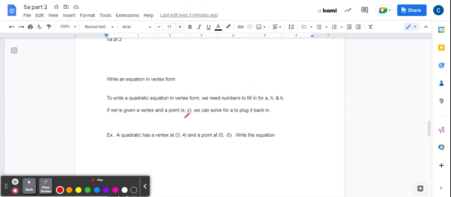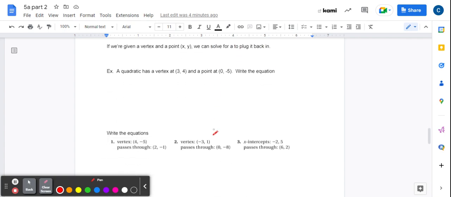Okay, next part, writing an equation in vertex form. If we want to write an equation in vertex form, we need to fill in numbers for a, h, and k. If we're given a vertex and a point, we can solve for a and plug it back in. So, example problem: a quadratic has a vertex at (3, 4) and a point at (0, -5).